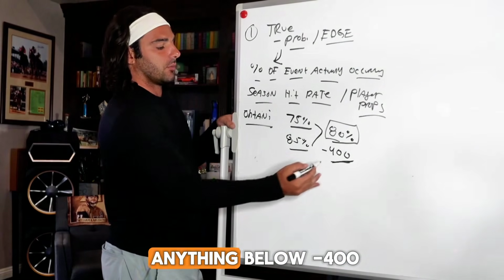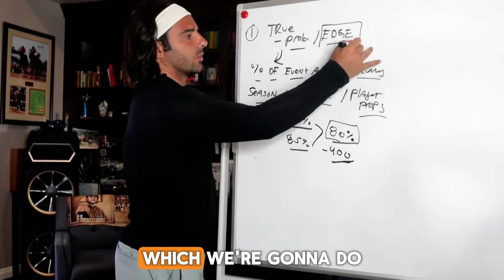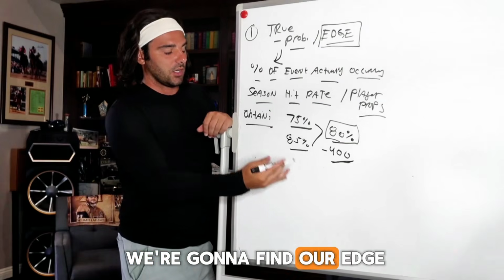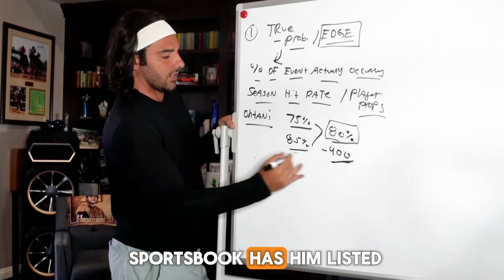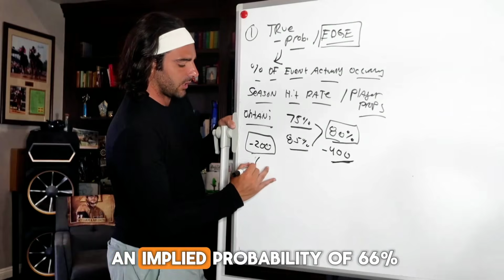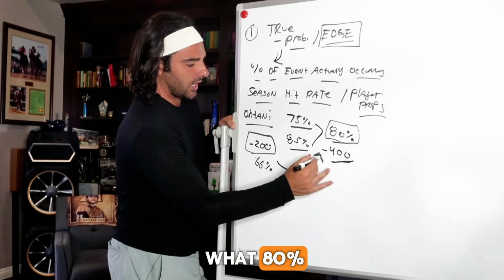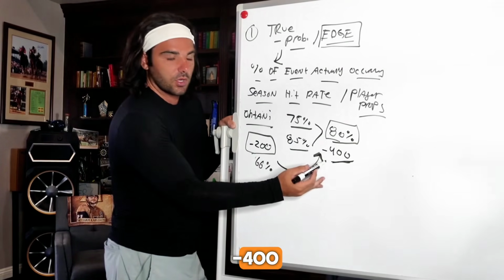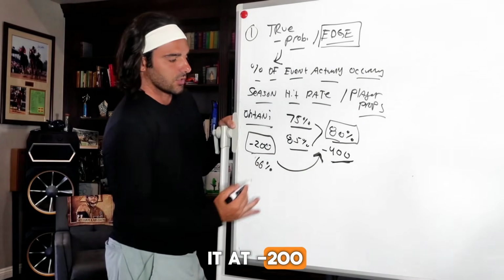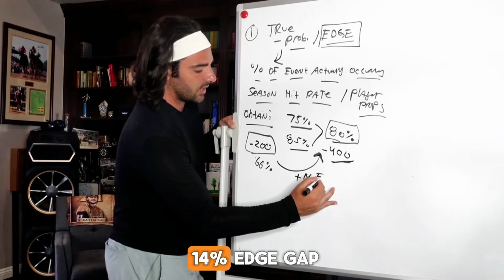Now, if we find anything below minus 400, that's where we create our edge, which is the next step here. We're going to find our edge. So let's say a sportsbook has him listed at minus 200 to get a hit. That's an implied probability of 66%. But we have a true probability now of what? 80%. This number should be minus 400. We're able to get it at minus 200, creating a 14% edge there. Okay? That gave us a 14% edge gap.